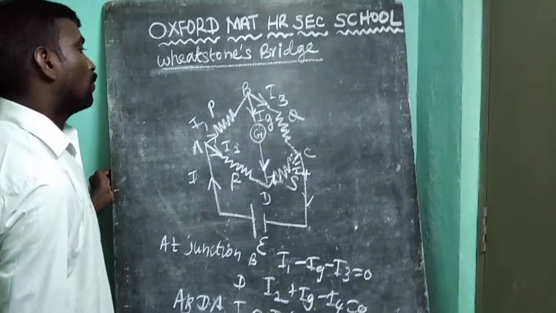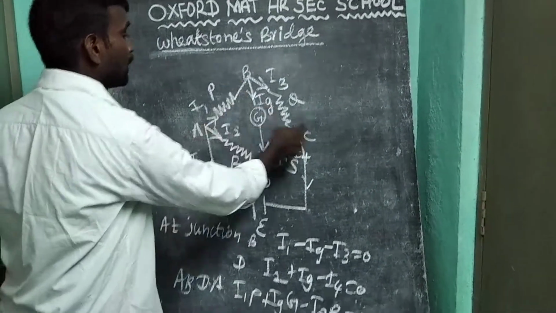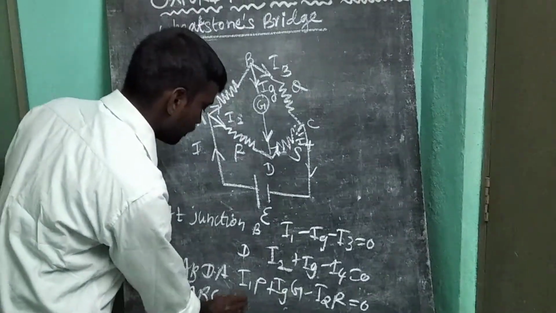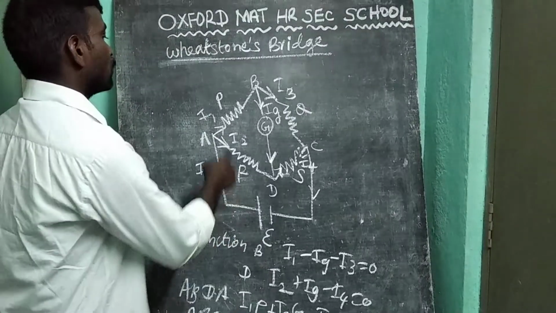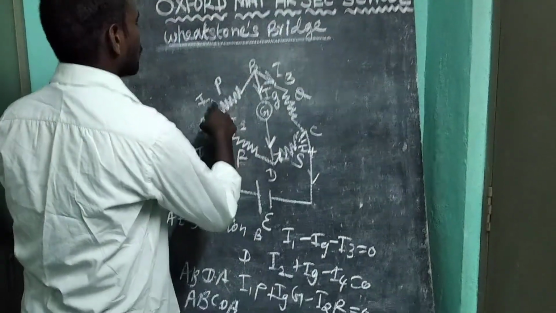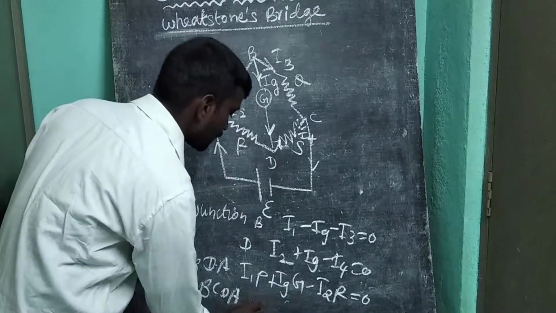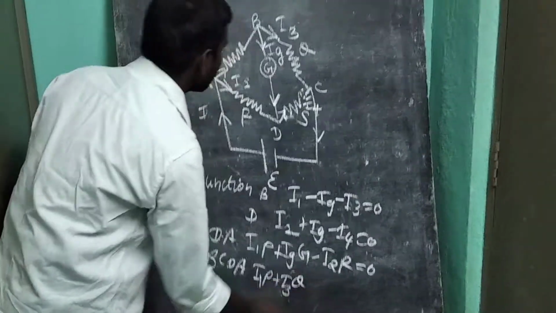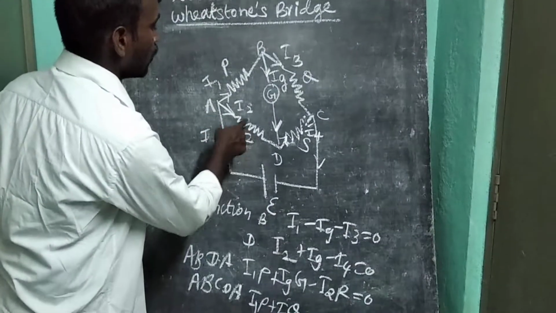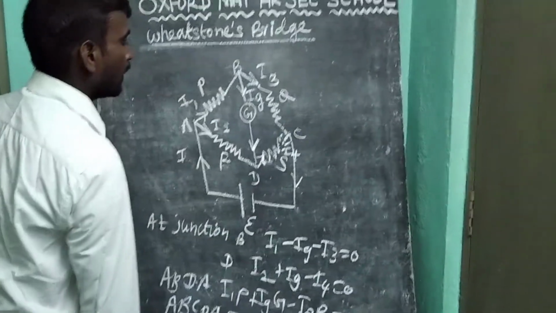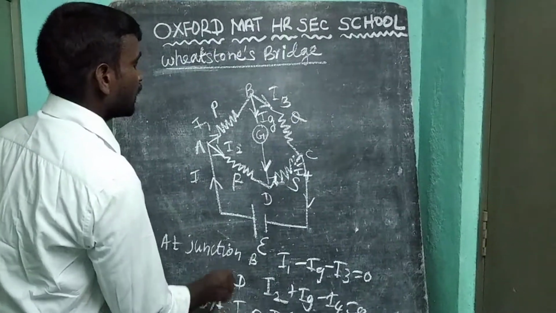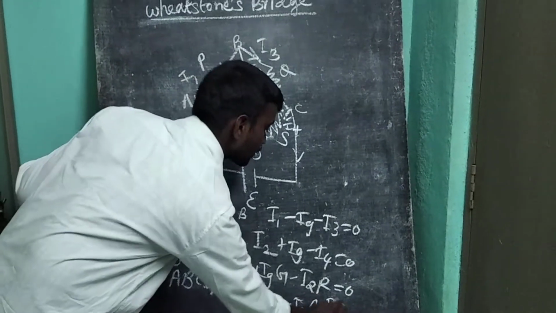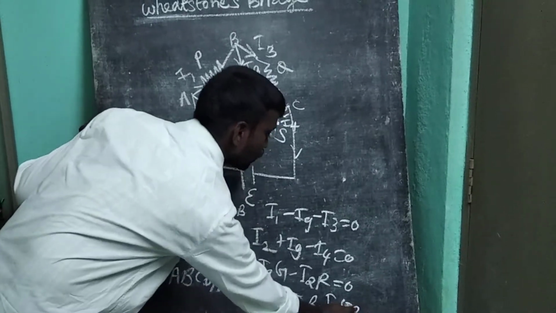Then applying Kirchhoff's voltage rule to the loop A, B, C, D, A. I1P and I3Q are in the clockwise direction, taken as positive: I1P plus I3Q. Then I2R and I4S are in the anticlockwise direction, taken as negative. So I1P plus I3Q minus I2R minus I4S is equal to 0.